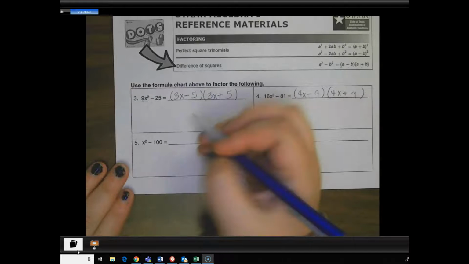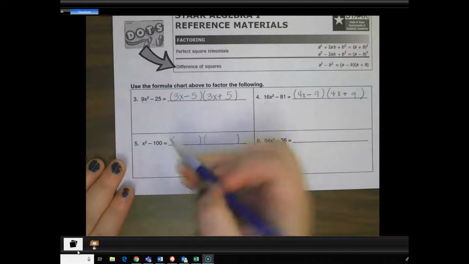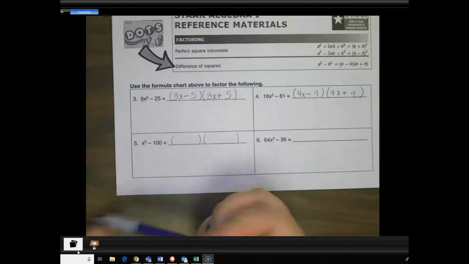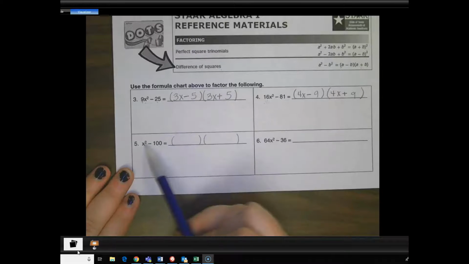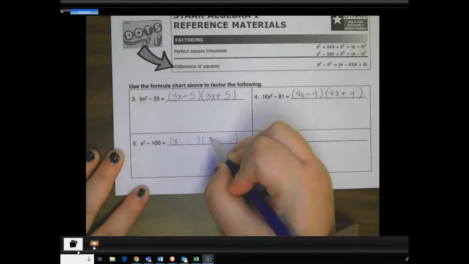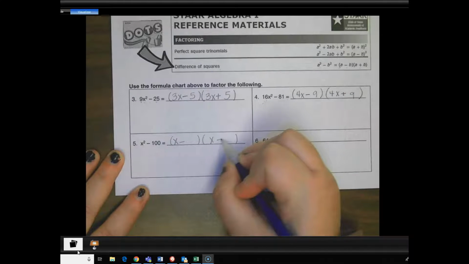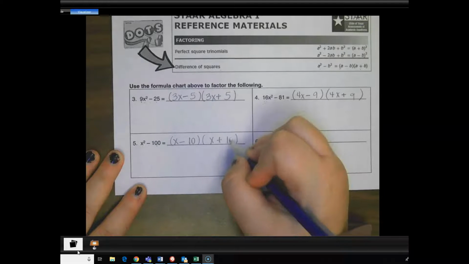Alright, so hopefully you tried this by yourself. The square root of, well, let's start with, is it subtraction? Yes. Is it binomial? Yes. Is it two perfect squares? Yes. So the square root of x squared is x. One's a subtraction, one's an addition. The square root of 100 is 10.